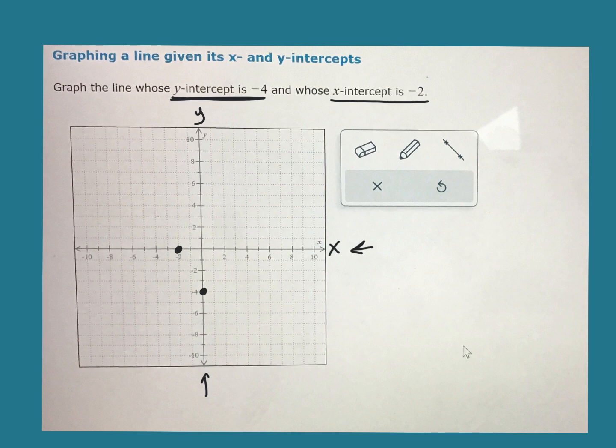So based on that information, we can see that our line would have to go through those 2 points, and there's only one way that a line can go through those 2 points. So it must look like this. Oops, I missed. Assuming I hit both points, our line should look like that.